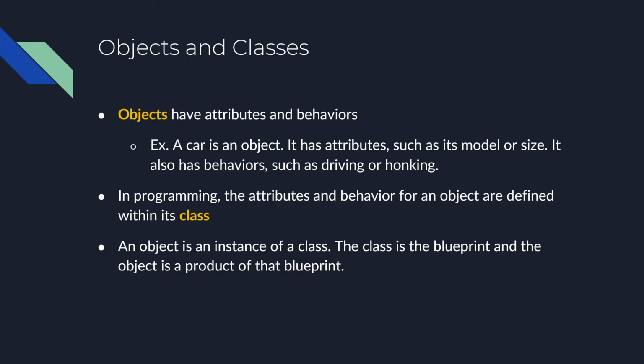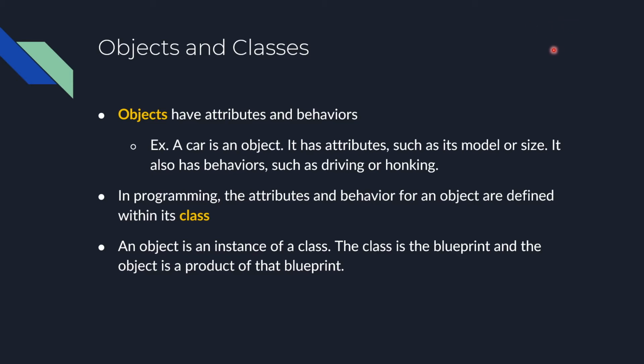Alright, the first key concept we're going to cover are objects and classes. Objects in programming you can think of as very similar to objects in real life. For example, a car is an object in real life. In both cases, objects have attributes and behaviors. A car's attributes are things that you can observe or measure about it, such as its model or its size. And it can also have behaviors, which are things that it can do, such as driving or honking.